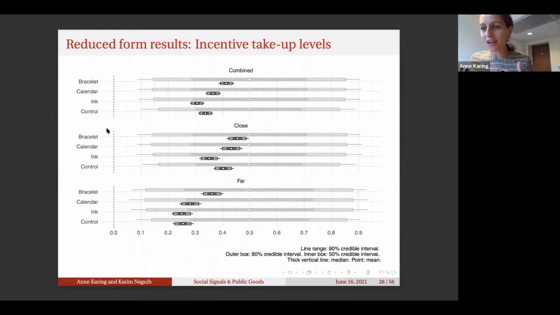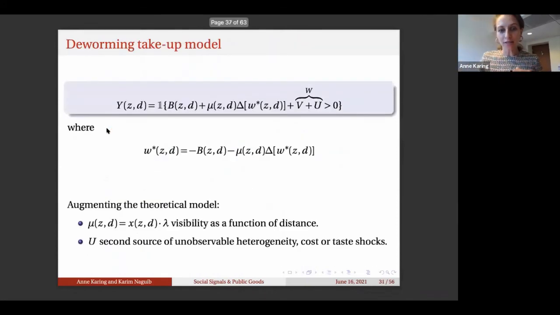As we know from the health literature, distance really has an important effect, but this is also what we wanted and needed in order to look at how the visibility might change the incentive effects as we are in different levels of take-up equilibria. So now let me jump.